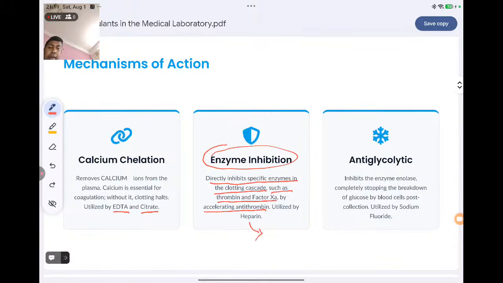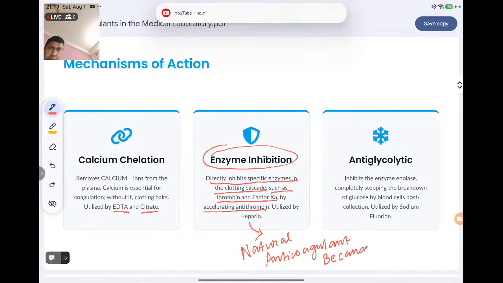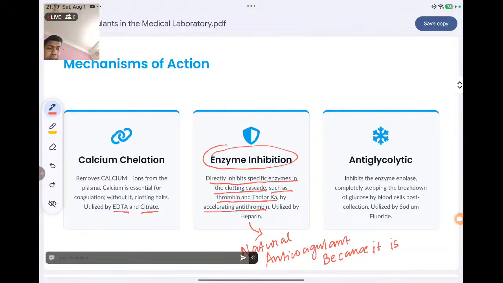Heparin is a natural anticoagulant because it is present in our liver.